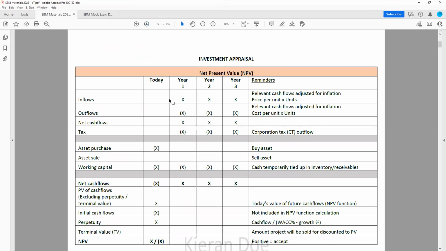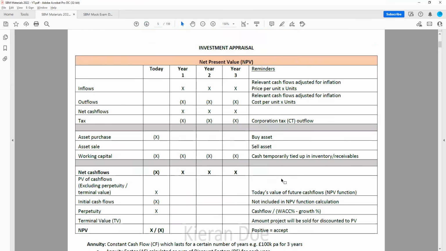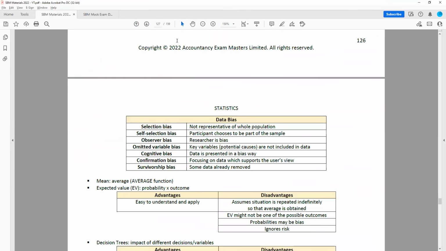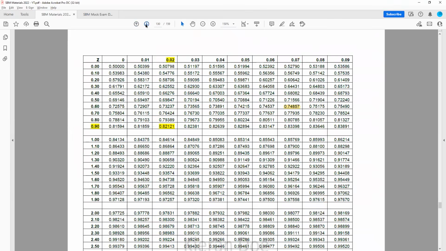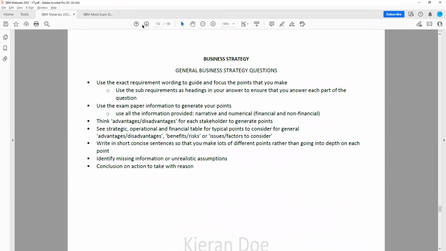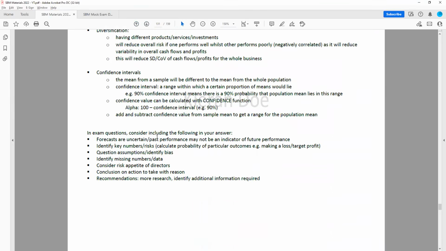Short, concise reminders of the types of points to include for each topic, as we of course saw with statistics, with a good example there. You've got lots of reminders of the type of points to include in your answers, as well as the key technical content. So really good question there.